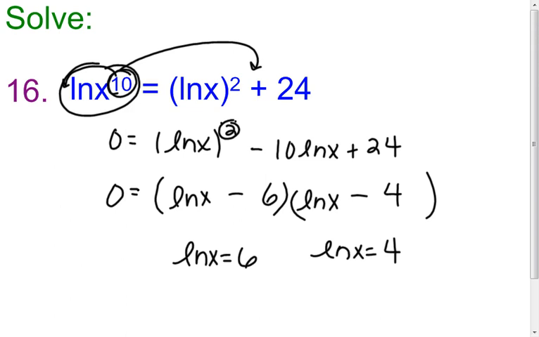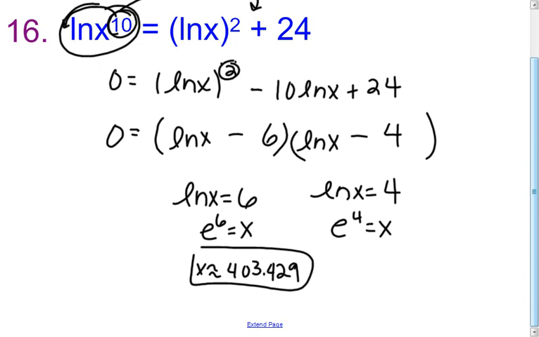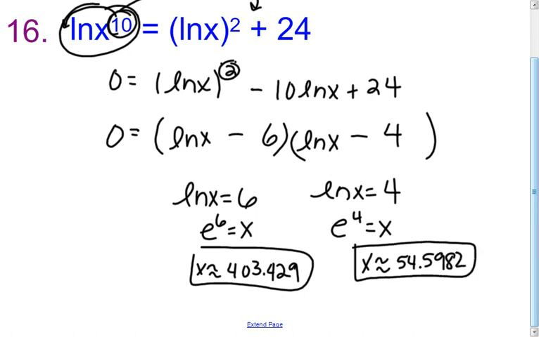Okay, and then you can change this to e to the 6th power is x, e to the 4th power is x, and then you can type those into your calculator. So here x should come out to be about 403.429. And here x should come out to be about 54.5982. Okay.